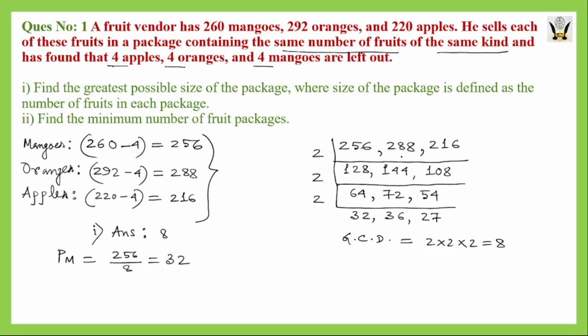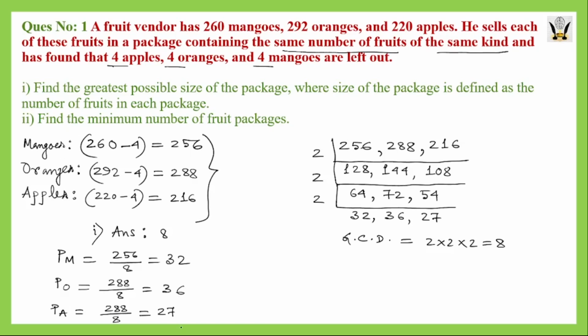Similarly, when 288 oranges were packed, and in every package he kept 8 oranges, the total number of packages that the seller needed to pack all these oranges, 288, will be 36 packages. Similarly, when he packed 216 apples, and in every package he accommodated 8 apples, then he needed 216 divided by 8, that means 27 packages.